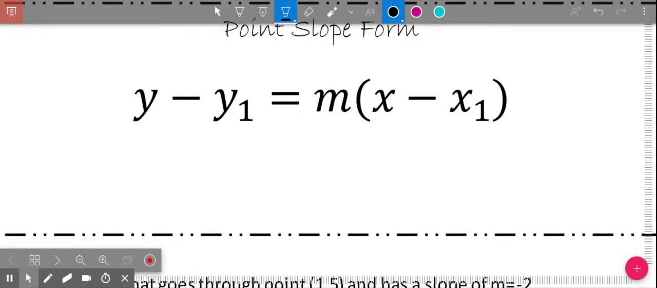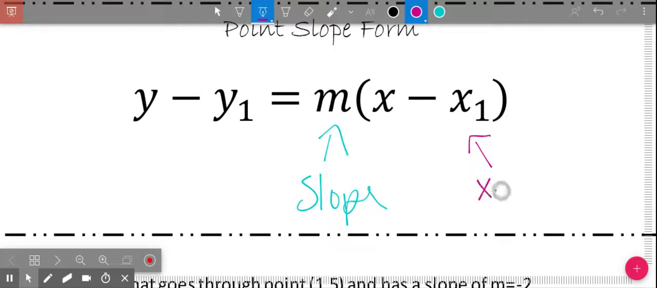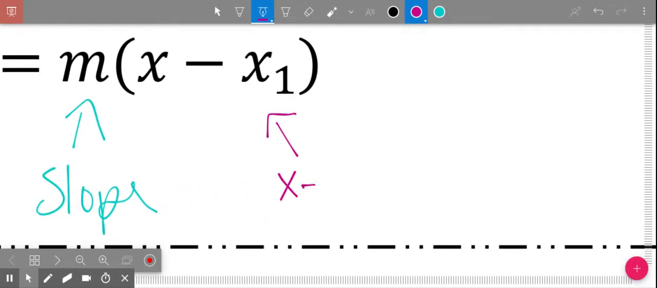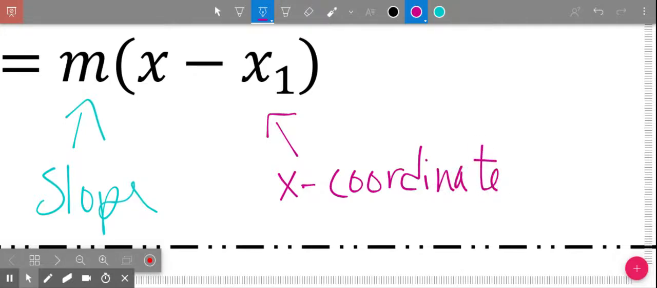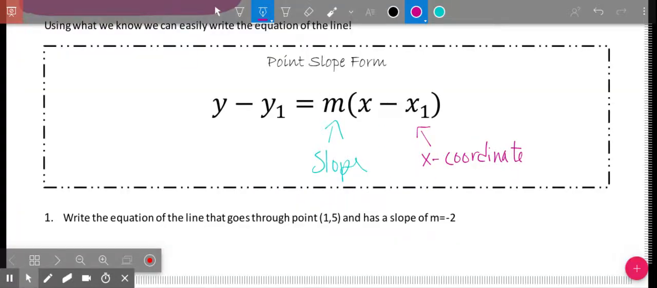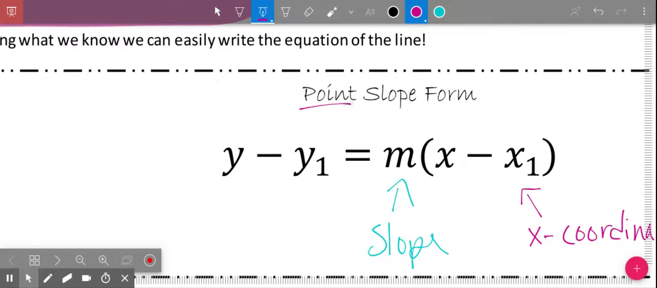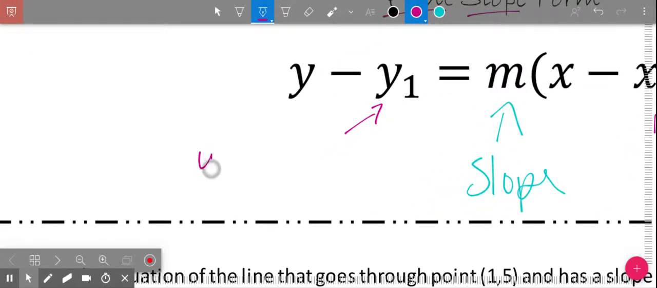Now we talked about that your m is always going to be your slope. Your x1 is going to be the x-coordinate of a point, because really, if I give you a point and a slope, you're going to use point-slope form. That's where we get the name. And then the y sub 1 is going to be your y-coordinate, just like we talked about when we graphed.